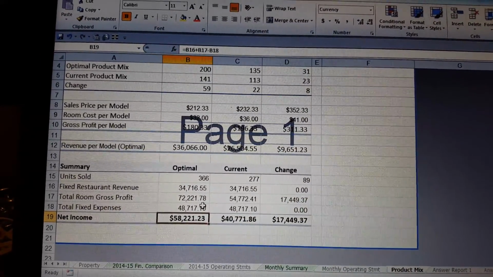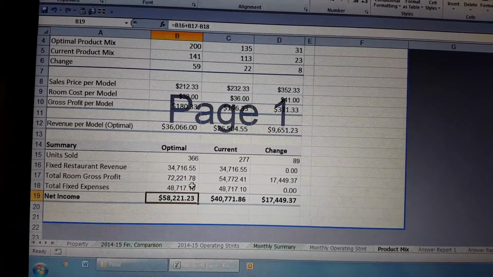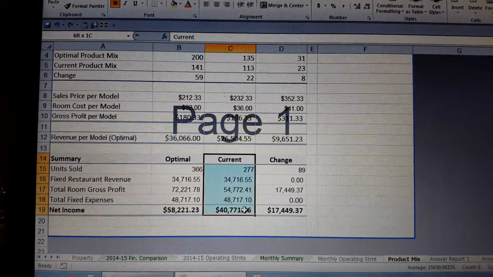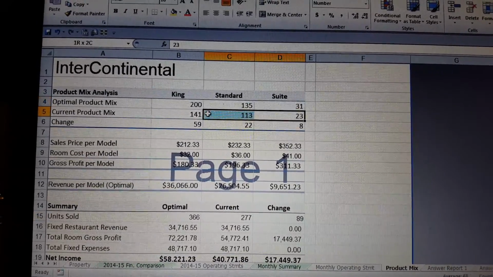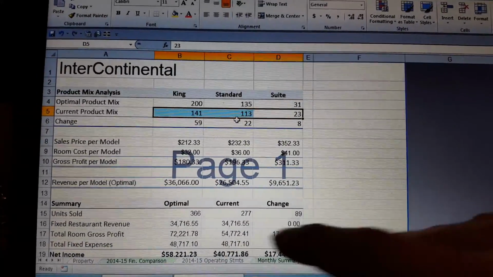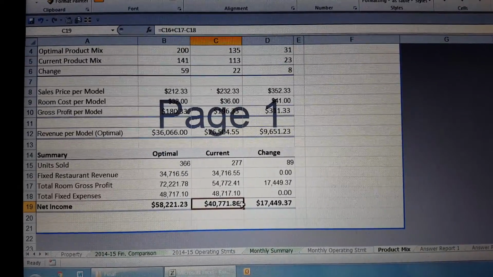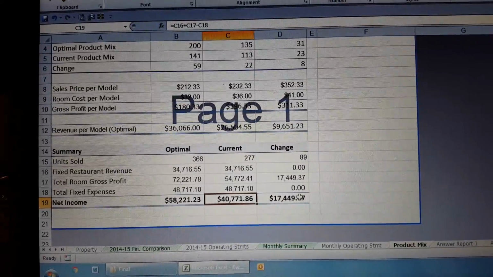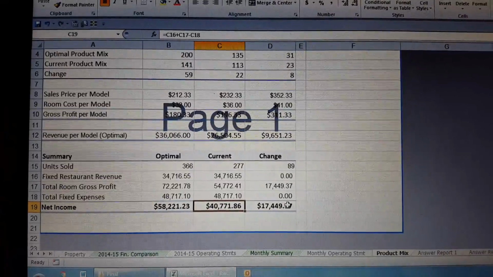And also, as I mentioned before, I wasn't given a breakdown of the rooms, such as how many rooms were sold in the month of October. So current is month of October. I made the constraints so that I use Solver to get the king size, standard, and suite to the point where it matches their current October net income of 40,771.86. Thank you so much for your time.